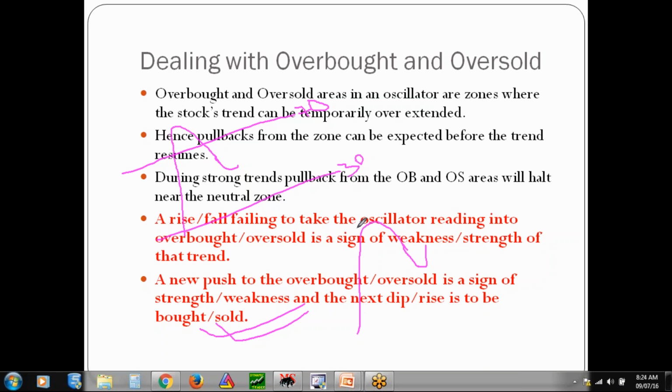As the price moves higher, the RSI has moved into the overbought zone. This is a sign of strength. The next correction in price has to be bought, and if it takes you into the oversold zone again, that means you have bought a strong trend here. Am I making myself clear?